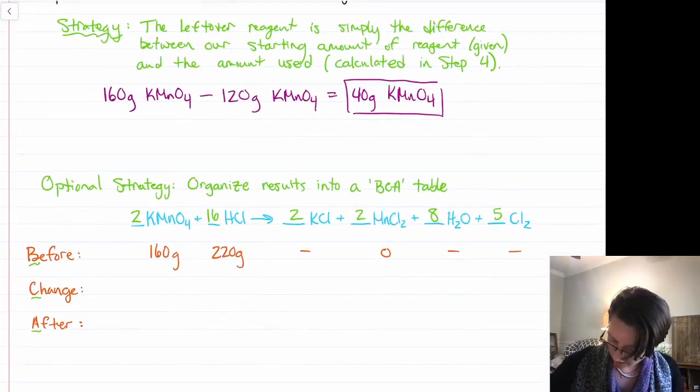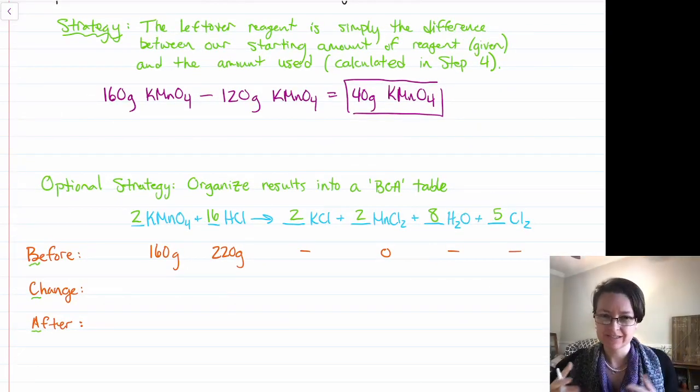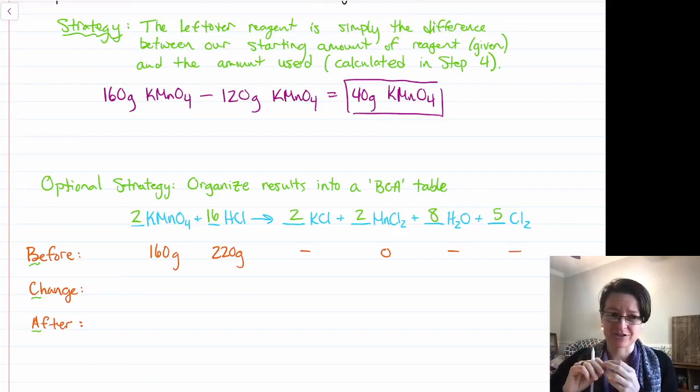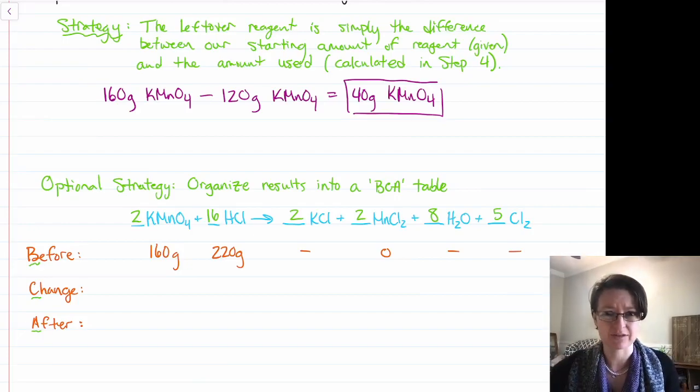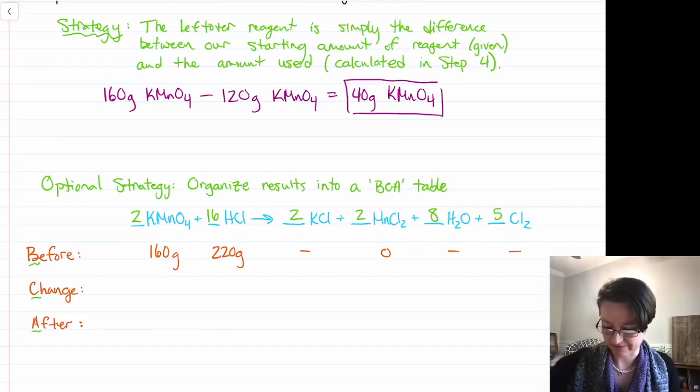Now, as an optional strategy, there is something that you can use as a table organizational tool to help conceptualize the difference between starting amounts of reagents, how much gets used in a reaction, and what is left over in the reaction. Some folks call this a BCA table, for before, change, and after. You don't have to do this, but if you're a visual learner, this may help you know when to subtract and when to use stoichiometry.